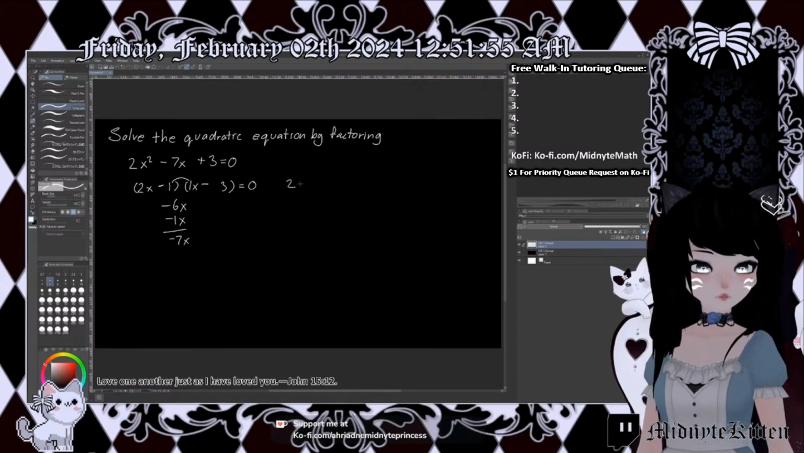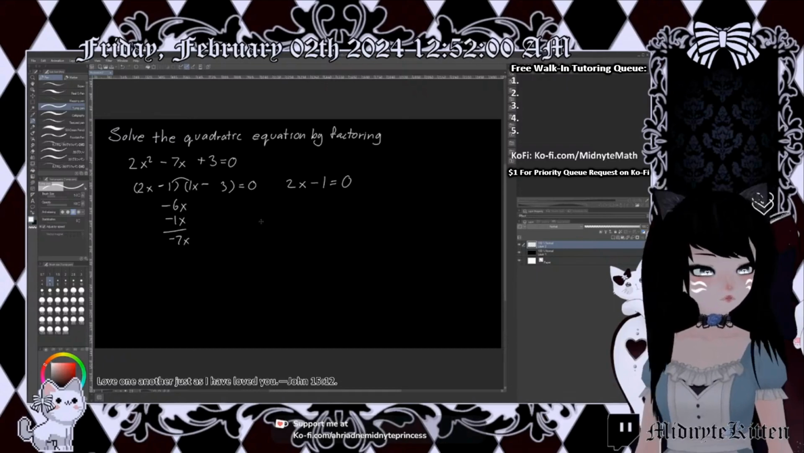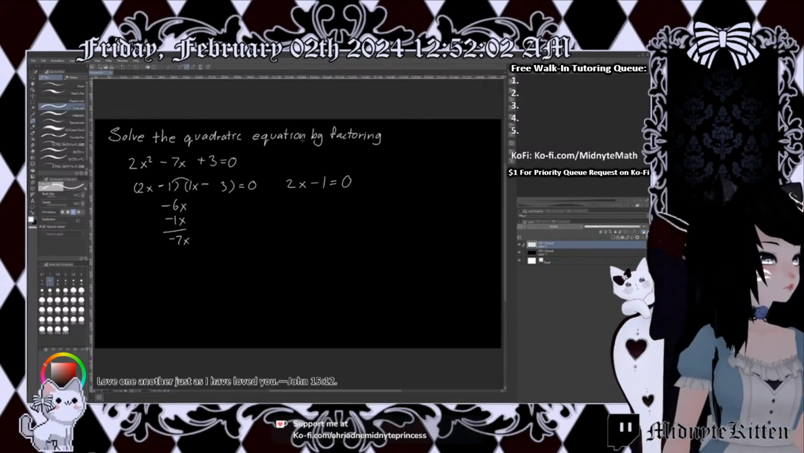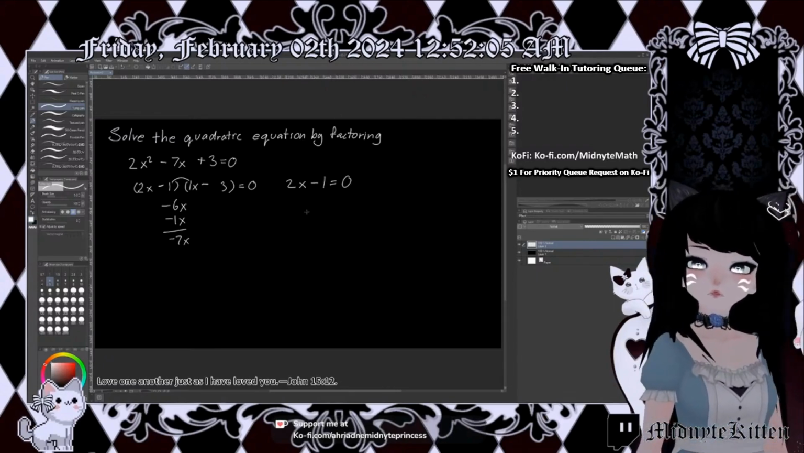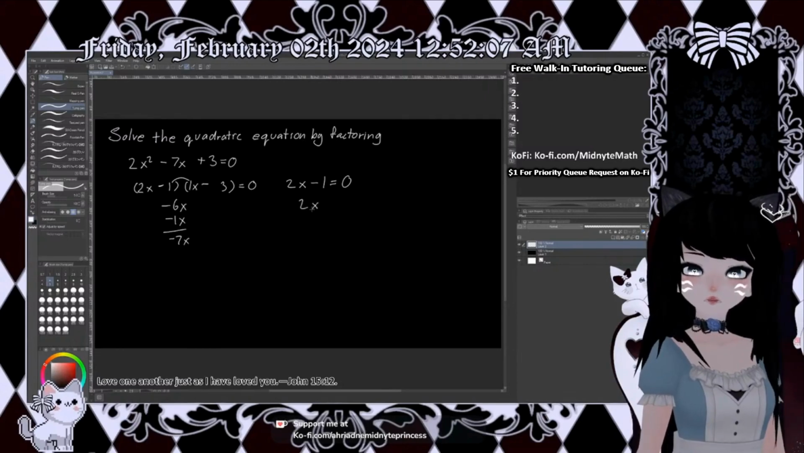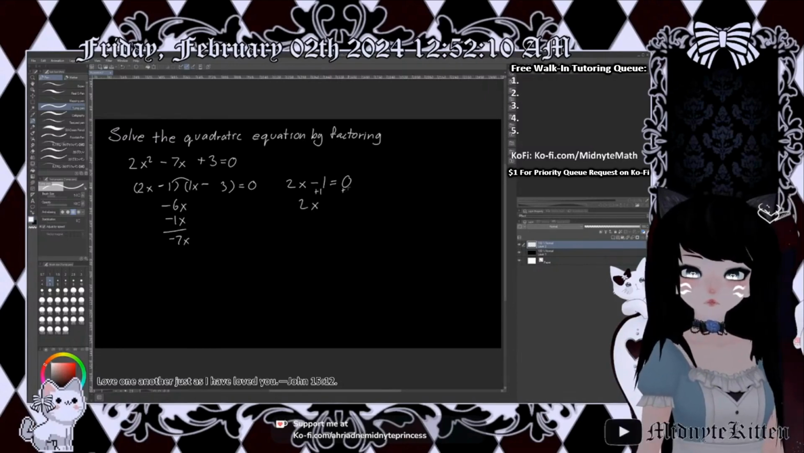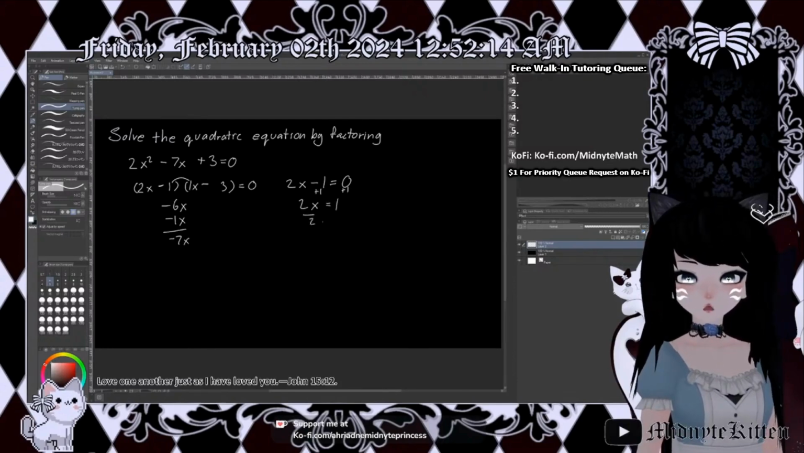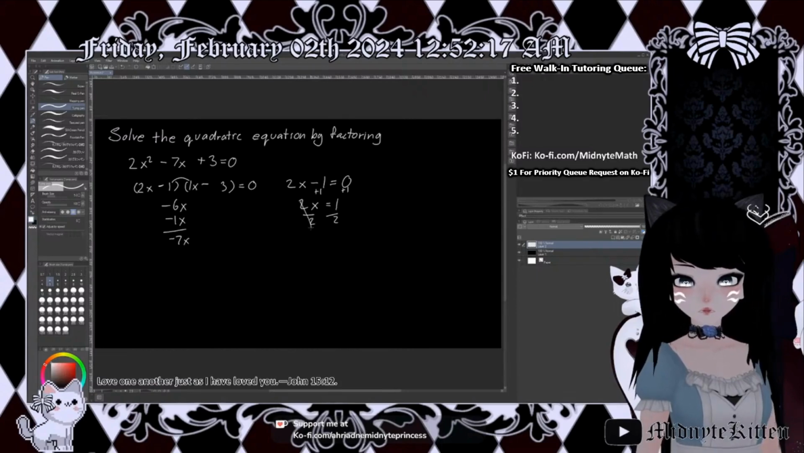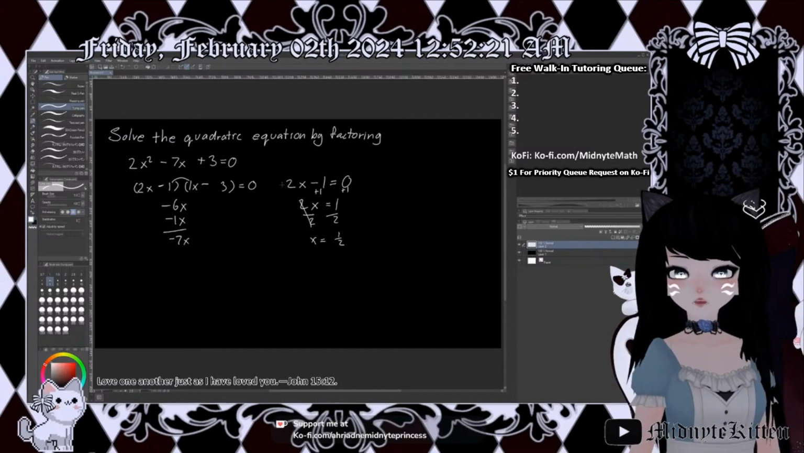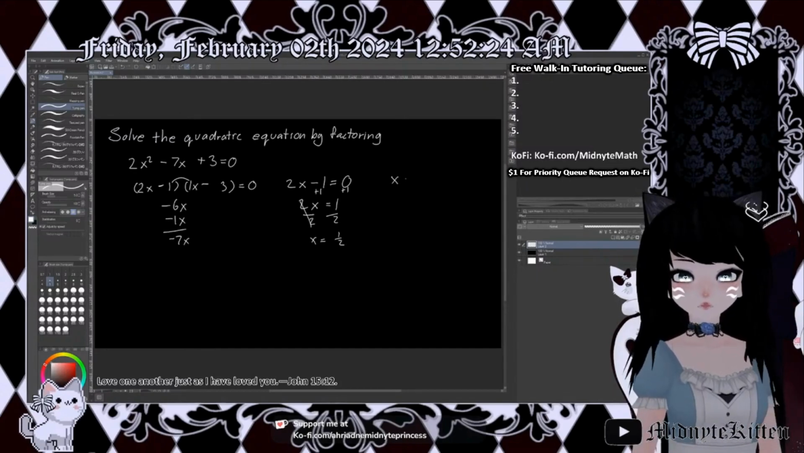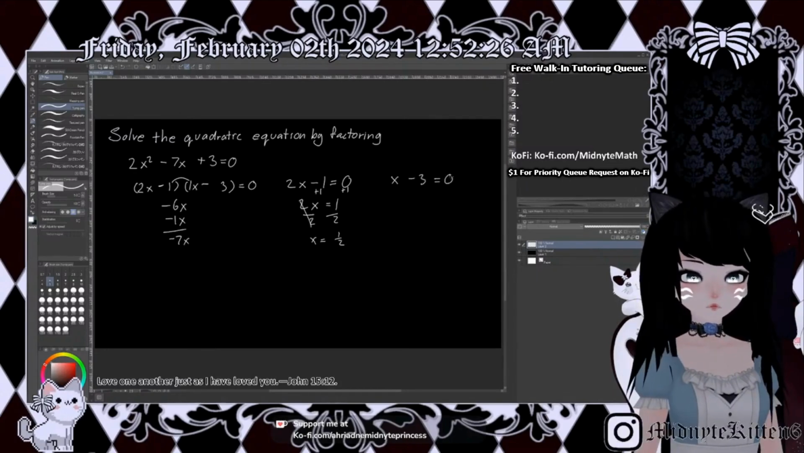So 2x minus 1 equals 0. Add 1 to both sides. It's equal to 1. Divide both sides by 2. And we get x is equal to 1/2. Now let's solve the other side. That's just x minus 3 equals 0. So x is equal to 3.